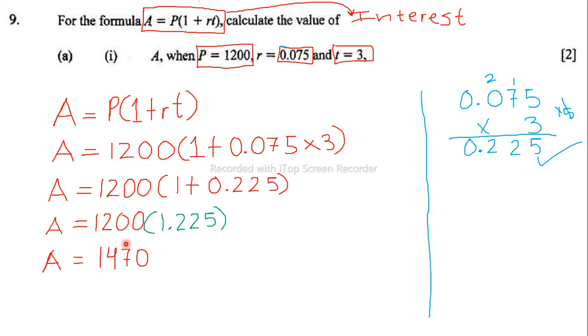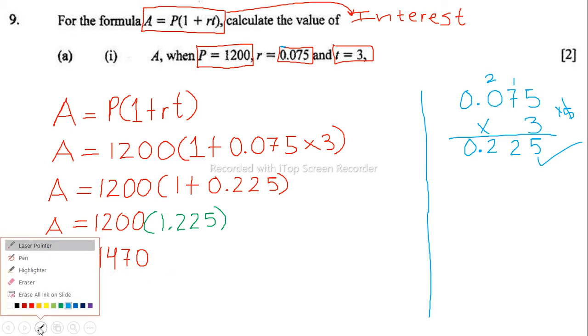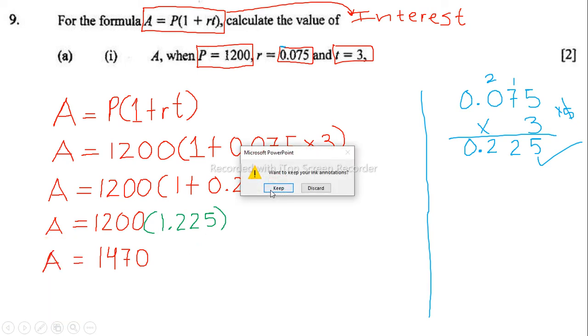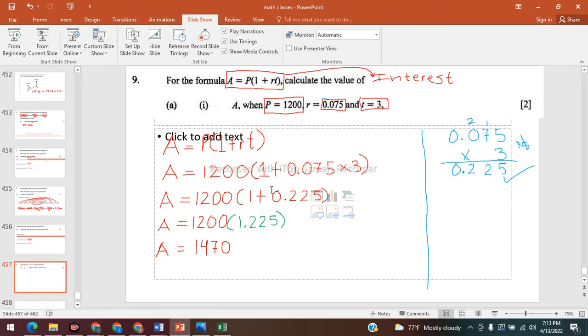Think about it. Can anyone tell me how much you actually made over those 3 years? Remember, you start off with 1,200 and you end up with 1,470. So how much did you actually make? $270. $270 over 3 years. That makes no sense at all.